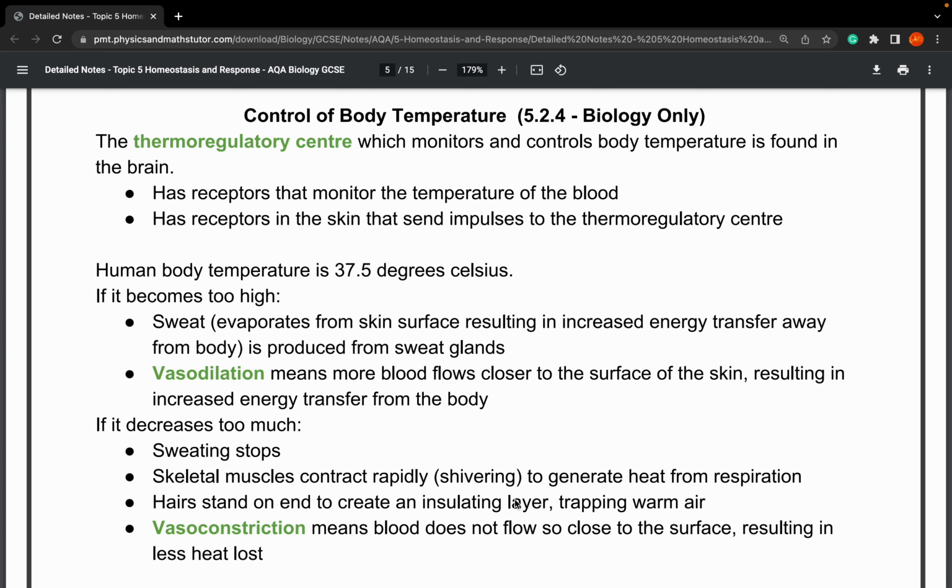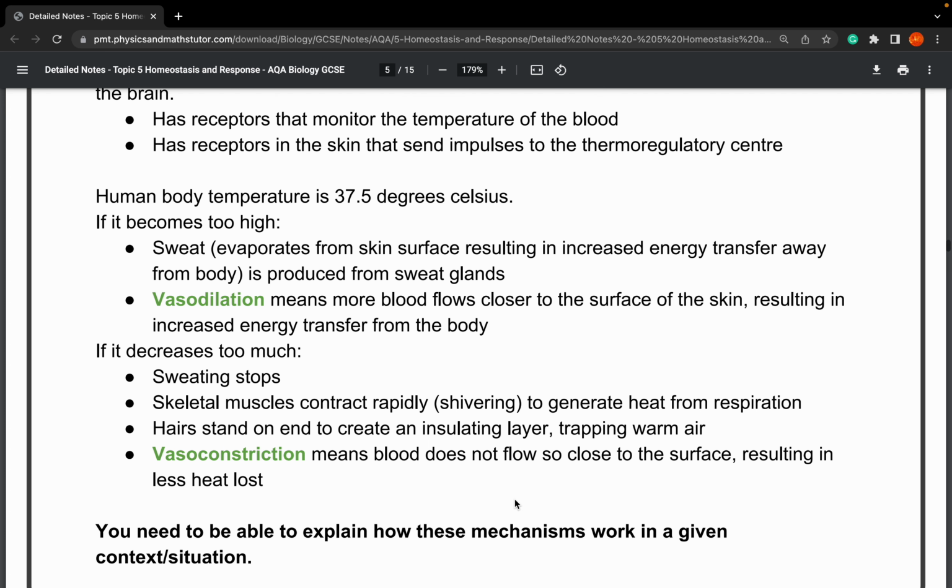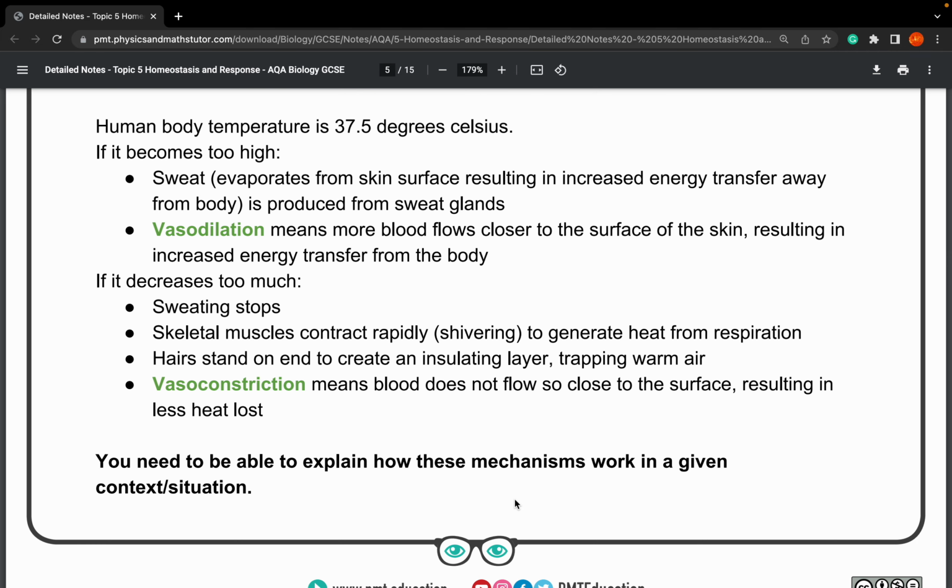Okay. And human body temperature is fixed at 37.5 degrees Celsius. You have to memorize it. There is no other way. 37.5, easy to remember, just midway between 35 and 40.